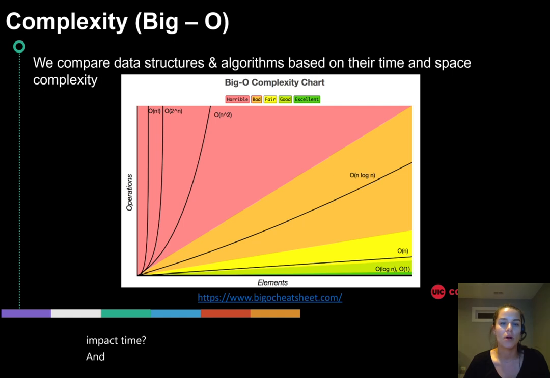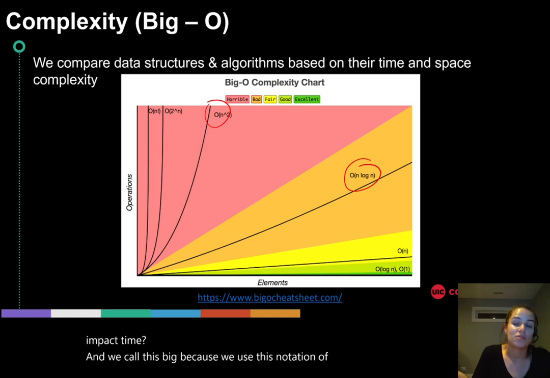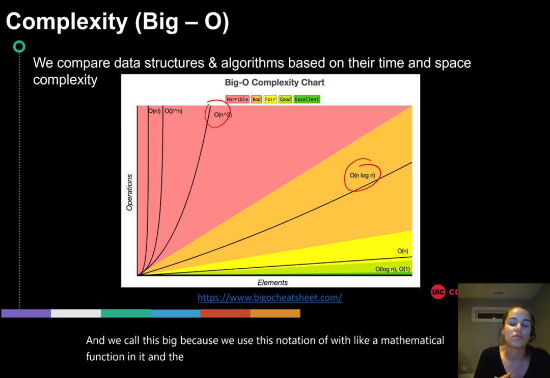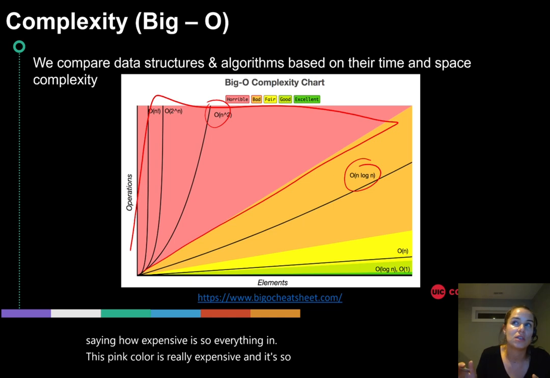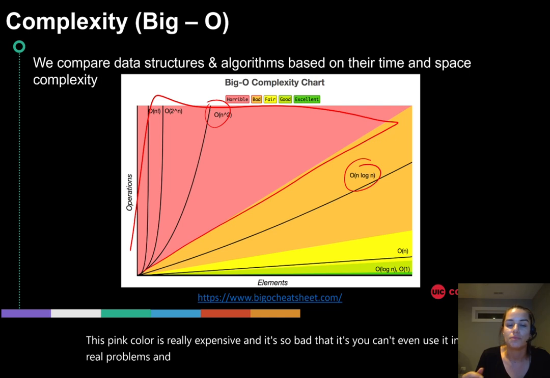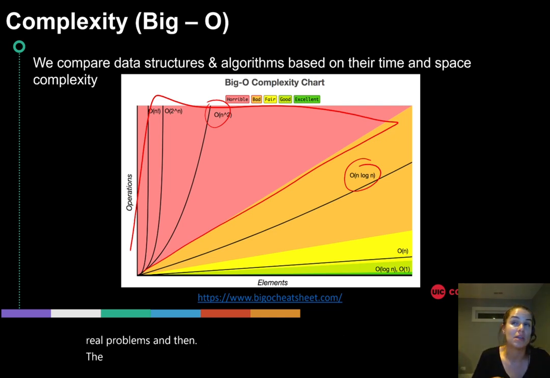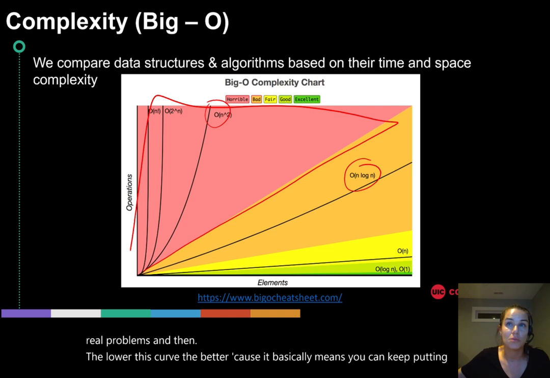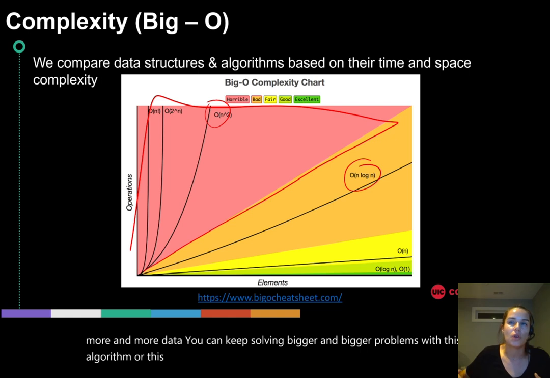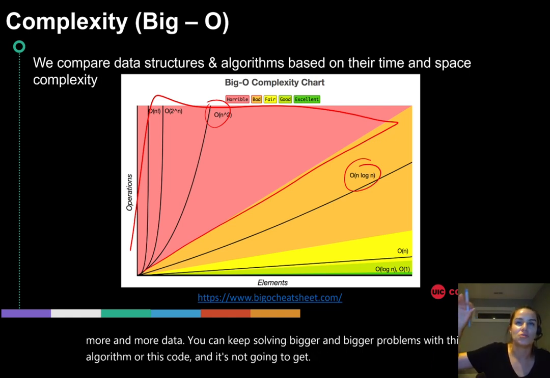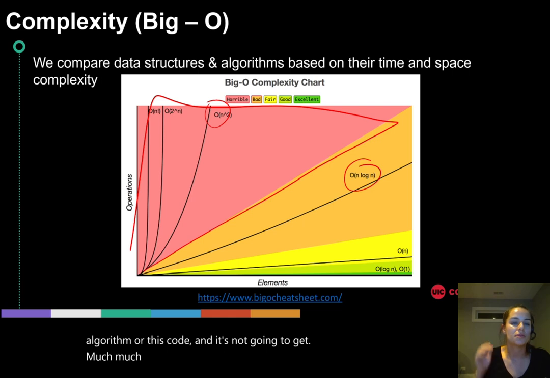And we call this Big O because we use this notation of O with a mathematical function in it, and the mathematical function represents this curve, which is just saying how expensive it is. So everything in this pink color is really expensive, and it's so bad that you can't even use it in real problems. And the lower this curve, the better, because it basically means you can keep putting more and more data. You can keep solving bigger and bigger problems with this algorithm or this code, and it's not going to get much more expensive to run.